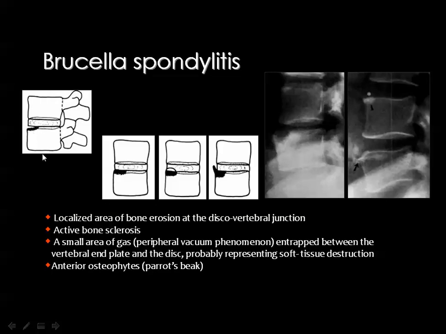adjacent to the disc. Then there will be an active area of bone sclerosis similar to this one, and you see erosive changes adjacent to the disc, then an active area of bone sclerosis, then a small area of gas, or what is known as the vacuum phenomenon, entrapped between the vertebral end plate and the disc. Then you have this classic osteophyte, which is similar to a parrot beak, this one, and this is one.